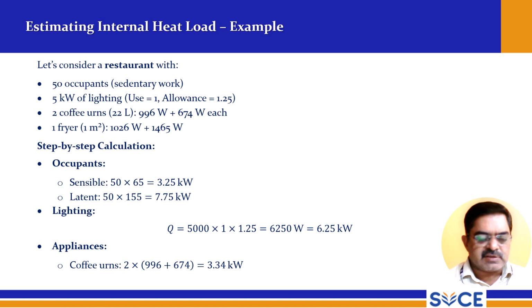For appliances, the coffee urns: 2 times (996 plus 674), for each one, equals 3.34 kilowatts. And the fryer is 1026 plus 1465, which equals 2.491 kilowatts. This is the step by step calculation, which we will see in the next slide.